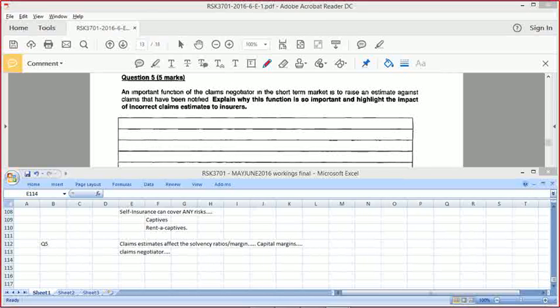Okay, study unit 3, what chapter is this? Short-term insurance, topic 2. Okay, claims procedure. I think it might be under claims procedure. Let's check there. Claims procedure. We're looking for claims negotiator. Where's that heading? Claims department. Claims notification, client's responsibility. Okay, no, not there. All right.